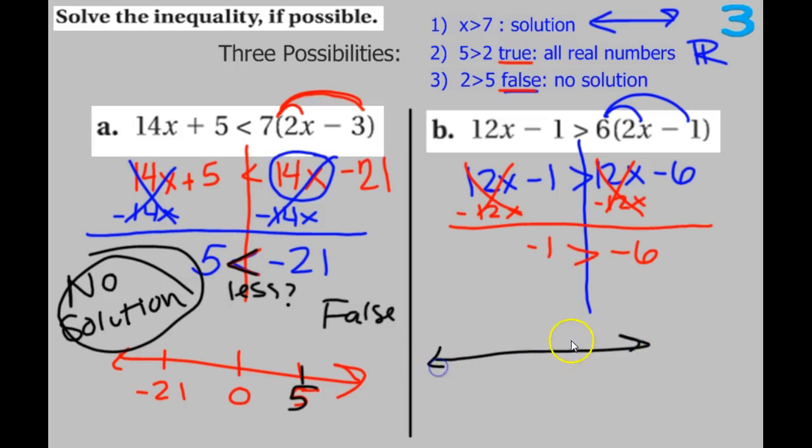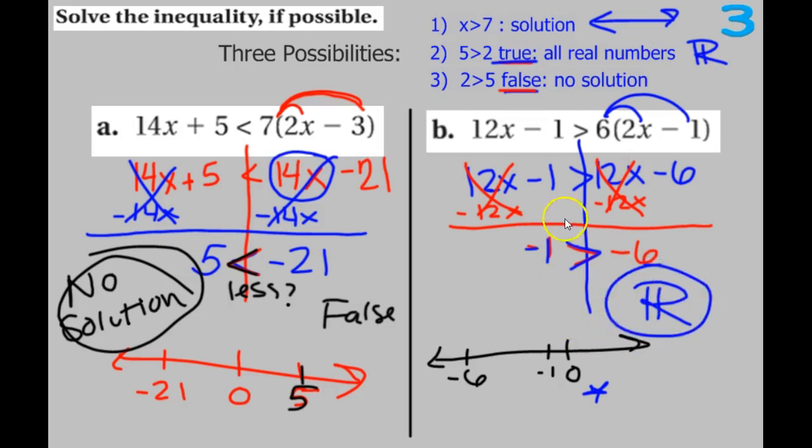Again, think about a number line. If this is 0, here's negative 1, here's negative 6. Is negative 1 greater or closer to the positives? Well, yes it is. So your answer is true or all real numbers. Negative 1 is greater than negative 6.